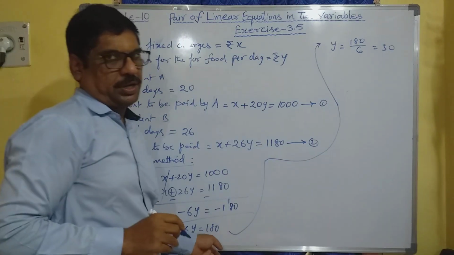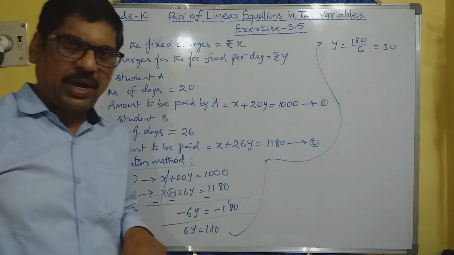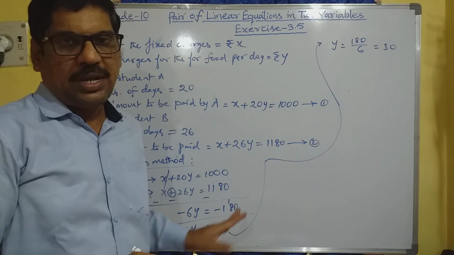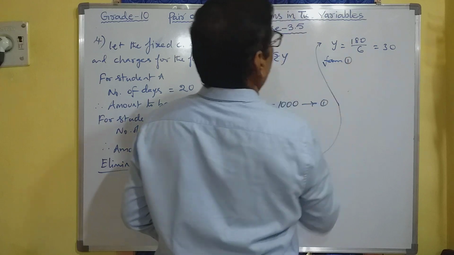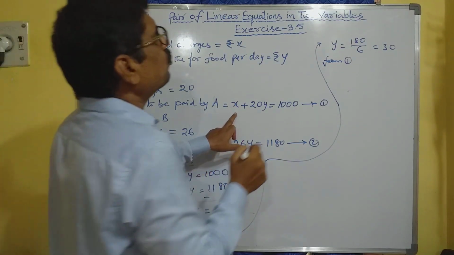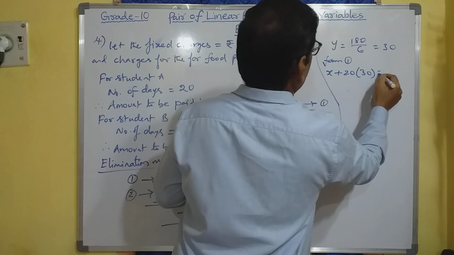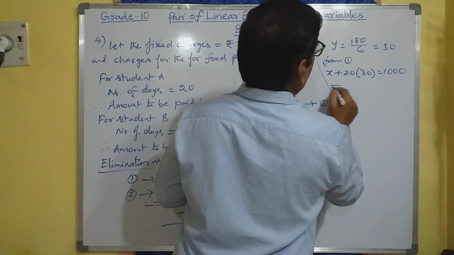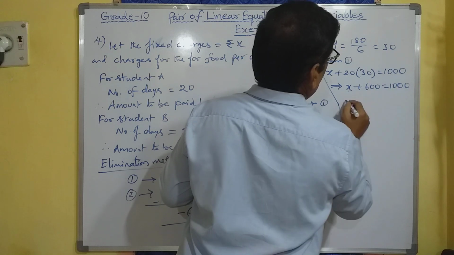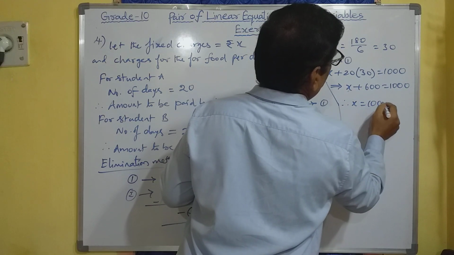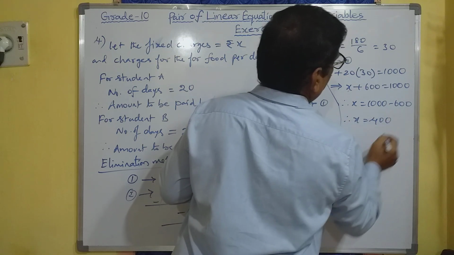Therefore, y value is 30. And then what is the x value? We can substitute this y value in any one of the linear equations. So let us take equation 1. From equation 1, x plus 20y is equal to 1000. This implies x plus 600 is equal to 1000. Then x is equal to 1000 minus 600. Therefore, x is equal to 400.